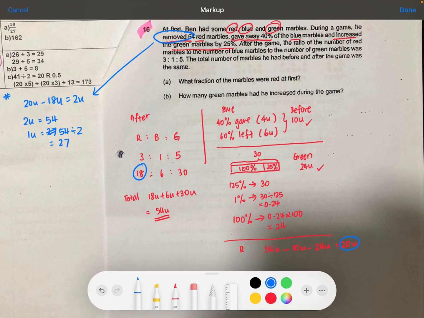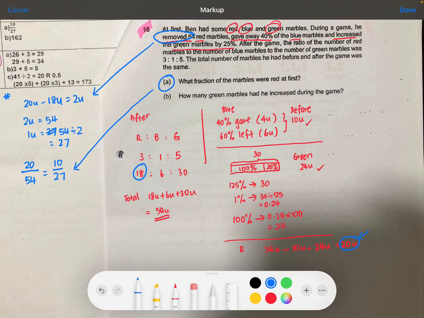So the question asks, what fraction of the marbles were red at first? Oh, I have gone beyond already, so let me answer part A. At first, the red has 20, and my total number of units is 54, right? So I would have 10 out of 27. This is part A. How do I get 54? 54 is from the total number of units, 20 is from the red over here.